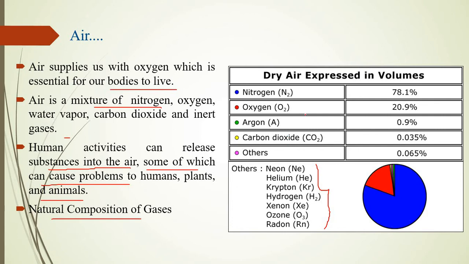First, considering the maximum content, nitrogen is 78% of our atmosphere. The next gas is oxygen, 21% of our total atmosphere. Argon is 0.9%. Carbon dioxide is 0.035%, and other gases are 0.065%, considering neon, helium, krypton, hydrogen, xenon, ozone and radon. These are the gases available in our atmosphere.